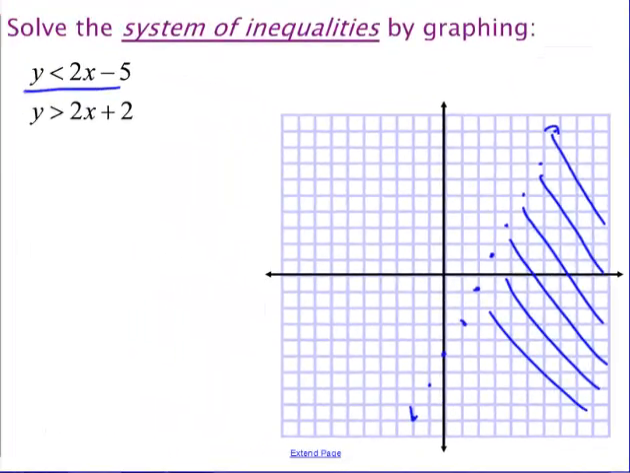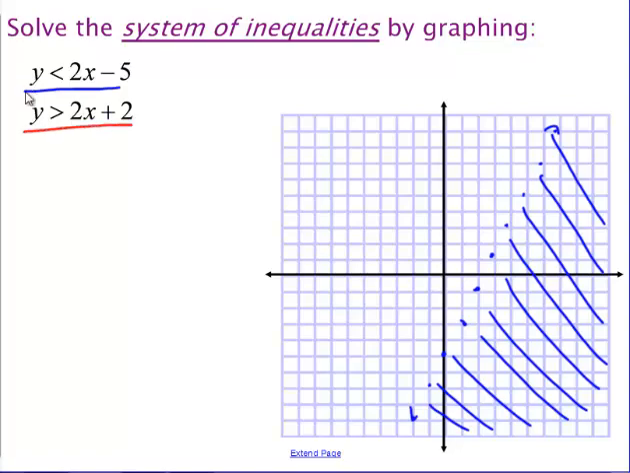I'm going to go back the other way just to make sure that I have this. That's a less than but not equal to, so I'm going to leave it as a dotted line, put arrows on it, and it's a less than, so I will shade below that inequality.